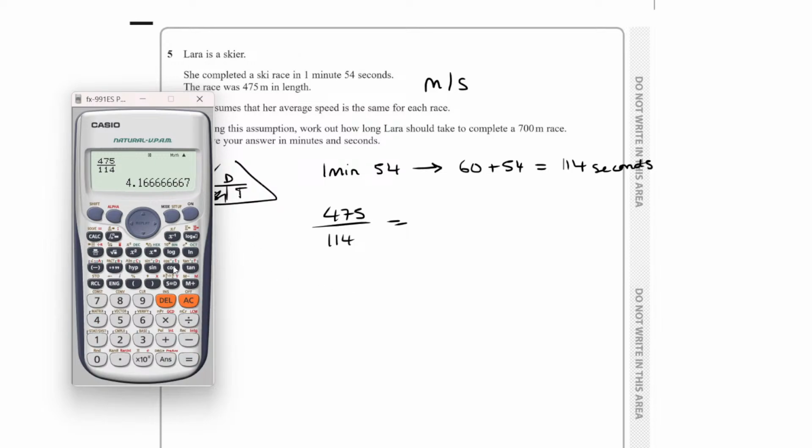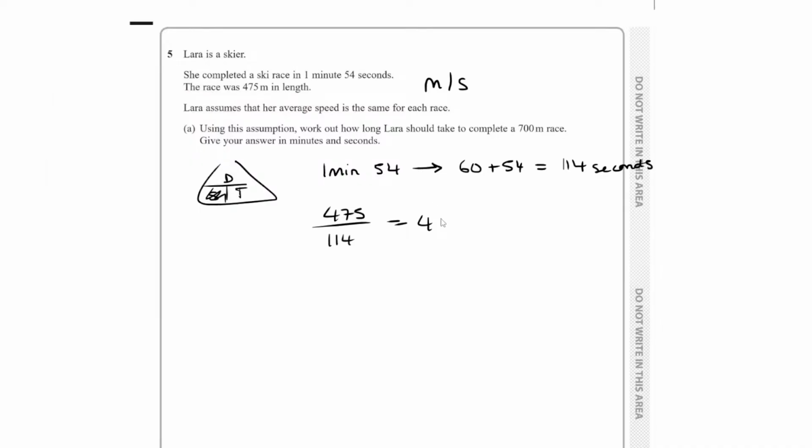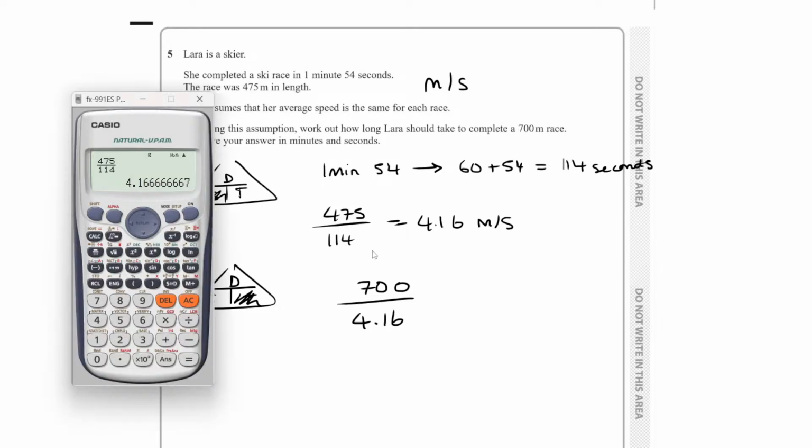So you could write it as a simplified fraction. I'm going to keep this in my answer, but it's 4.16 meters per second. Don't round it, just leave it as exactly that in your calculator. So then we've been given, you can write this out again, we know the speed and we know the distance. So we want to work out the time, isn't it? That would then be the 700 meters divided by your answer, which is still in meters per second. So it will give you the answer in terms of seconds. 700 divided by your answer.